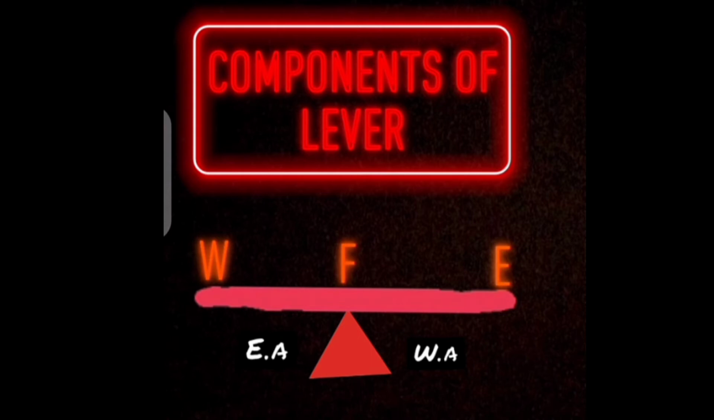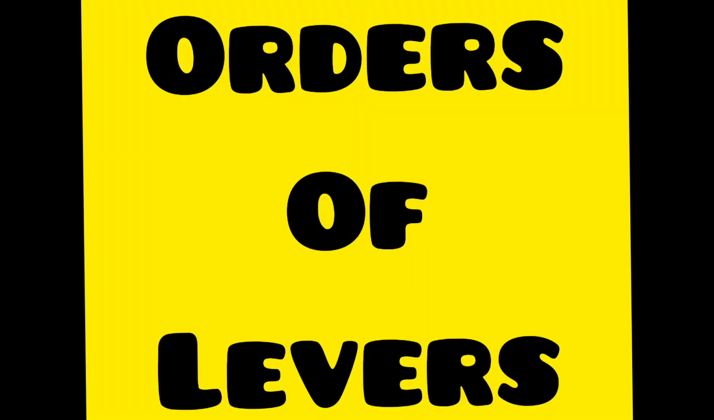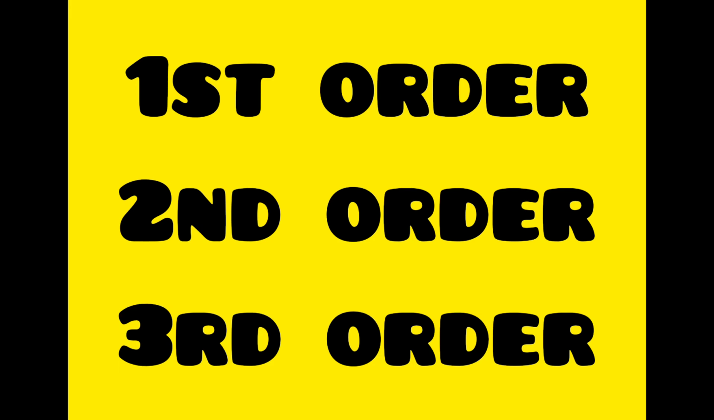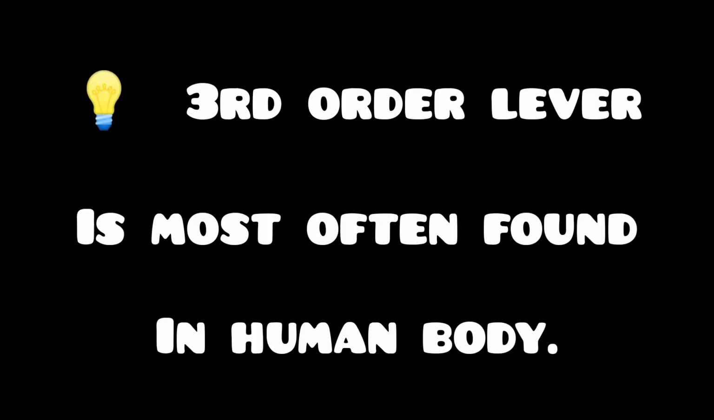Moving towards the orders of levers. There are three orders of levers: the first order lever, second order lever, and the third order lever. The third order lever is found most often in the human body. Now we will discuss all these orders of lever in detail.